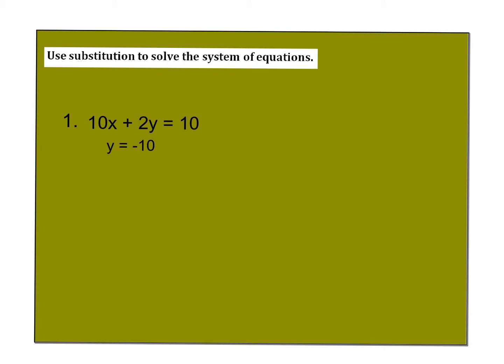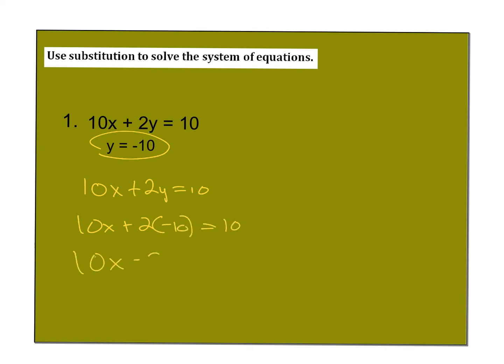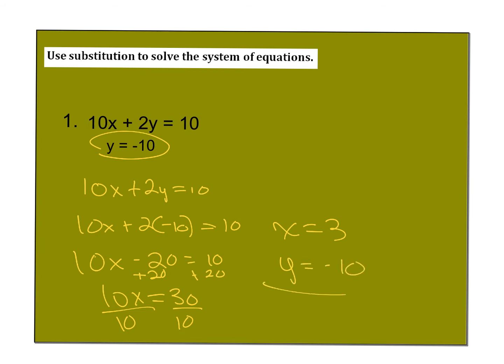So start off simple. y equals negative 10. So up above, I'm going to take 10x plus 2 times negative 10 equals 10. Now it's just a matter of solving. So 10x will equal 30. Divide by 10, divide by 10. x will equal 3, and I already know y equals negative 10. There's my answer. That's all I'm doing.